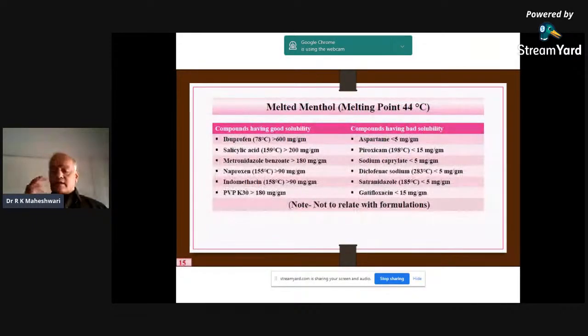Okay. Now, coming to individual compounds, melted menthol. You see, your eutectic was containing two things, menthol and thymol.